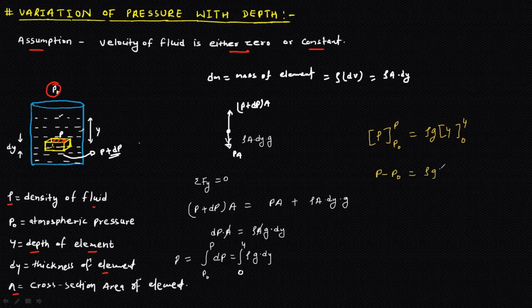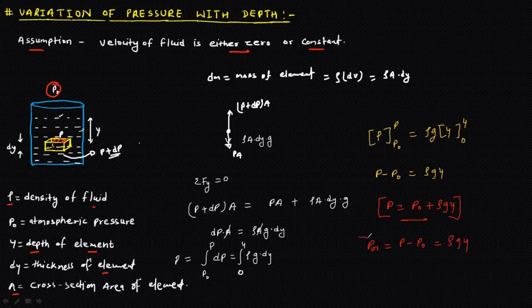This is a very interesting and important equation: P equals P0 plus rho g y. This is the absolute pressure at any point, at any depth y from the surface. And if you want to calculate the gauge pressure, it is P minus atmospheric pressure, that would be rho g y.